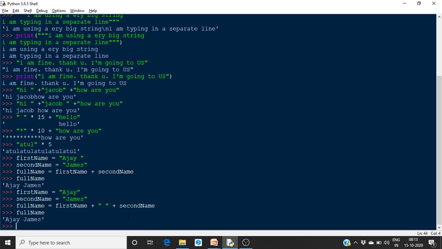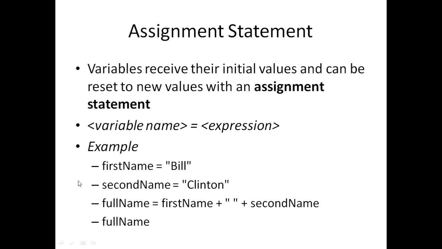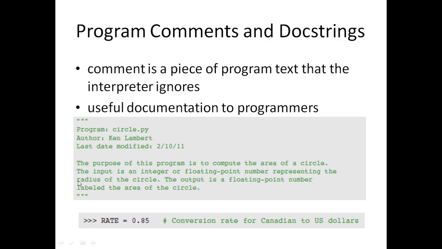So automatically that space will be there. I have concatenated an empty string here also. In this way you can perform this. This is an assignment operator. Whatever there is in the RHS side, it will be assigned to the LHS variable name. So this is an expression here. This will be assigned to this full name. So that's all about assignment statement.